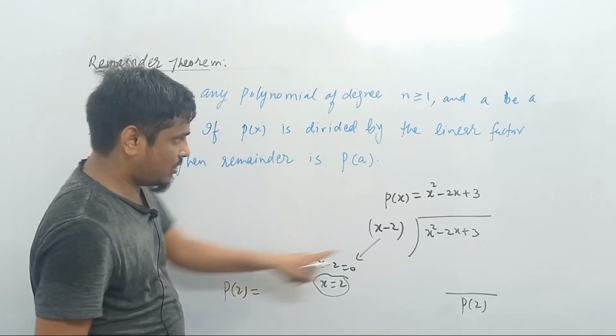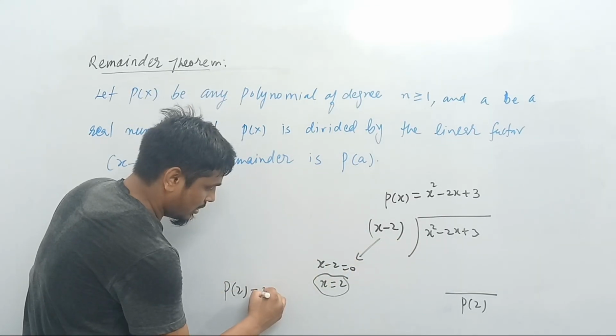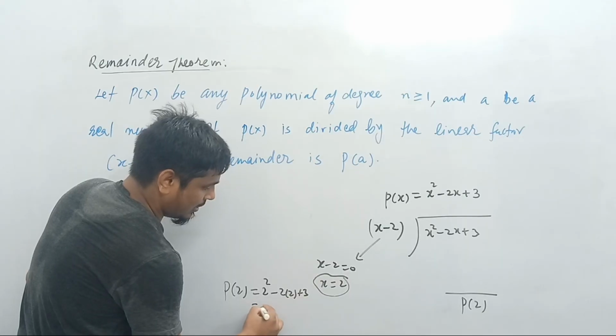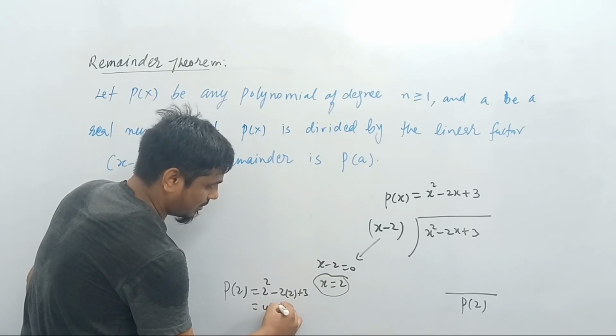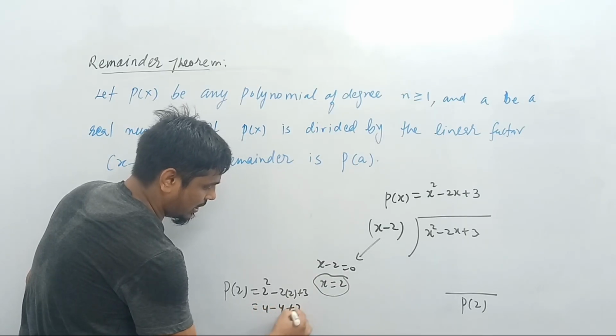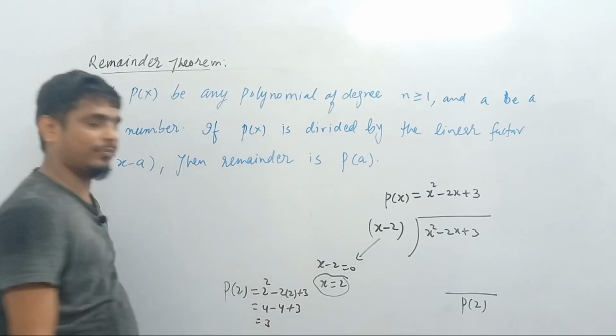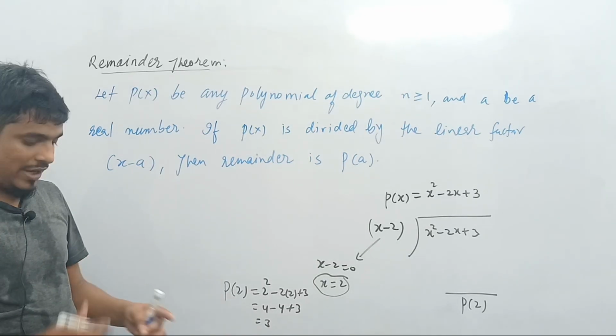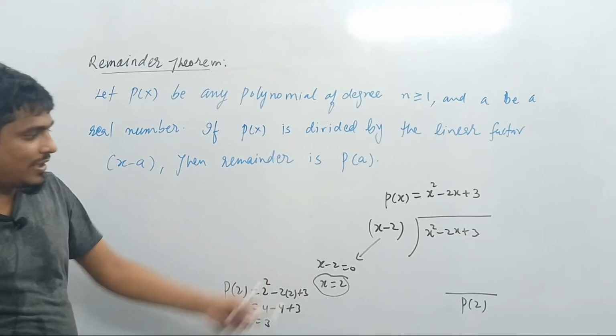Substitute x equal to 2 in this, and we get 2 power 2 minus 2 times 2 plus 3. That gives us 4 minus 4 plus 3, 4 cancels, and 3 is the remainder. So 3 is the remainder. We can cross verify by doing the long division as well. Let's check.